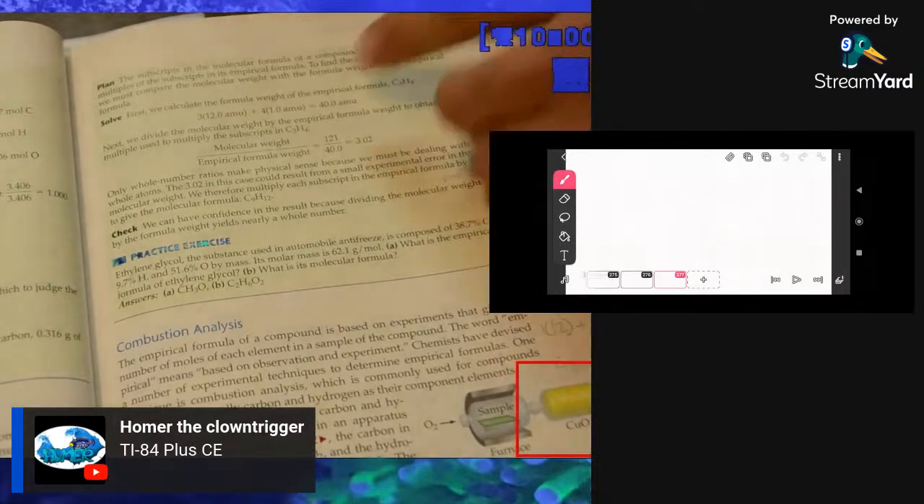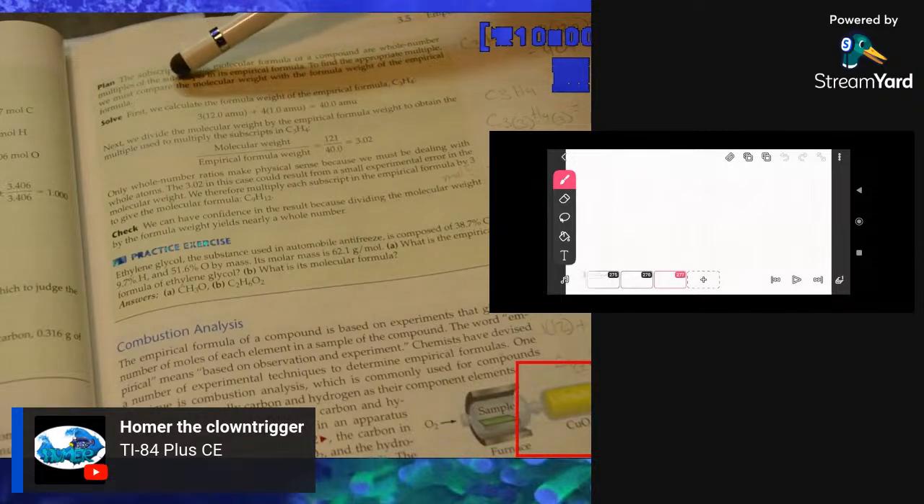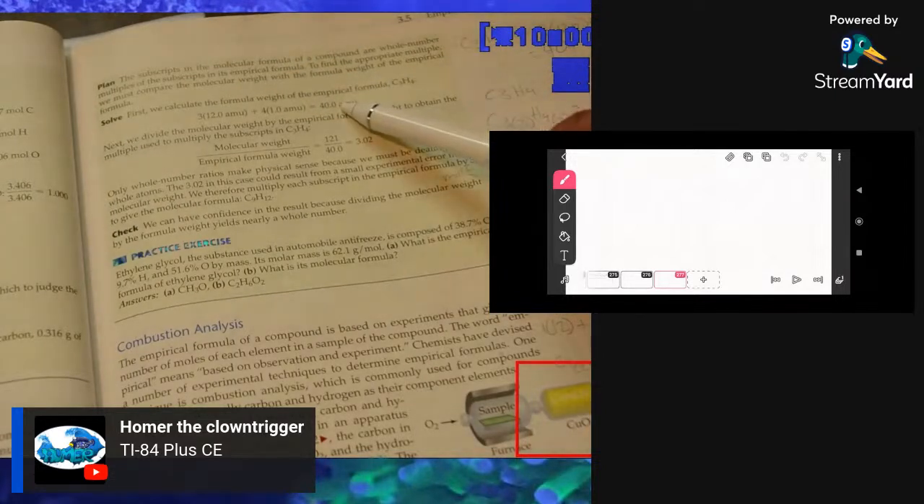All right. The subscripts for the molecular formula of a compound are a whole number multiplied by the subscripts of the empirical formula. To find the appropriate multiple, we must compare the molecular weight with the formula weight of the empirical formula. First, calculate the weight of the empirical formula.